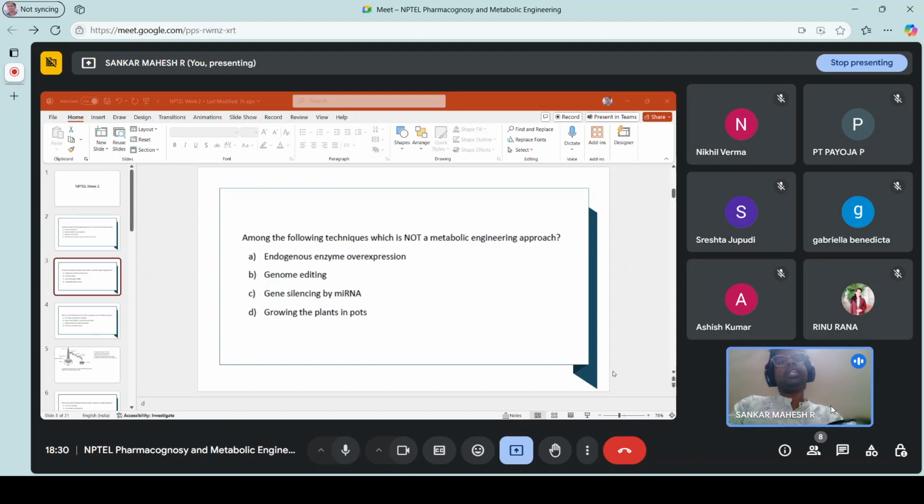And the other option is endogenous enzyme overexpression. So this is nothing but increasing the number of copies of enzymes. Again, this is similar to amplification. The more enzyme molecules you have within the cell, the more product you will have. So this is also a metabolic engineering approach. And the only option given here which is not a metabolic engineering approach is growing the plants in pots, which is obvious.